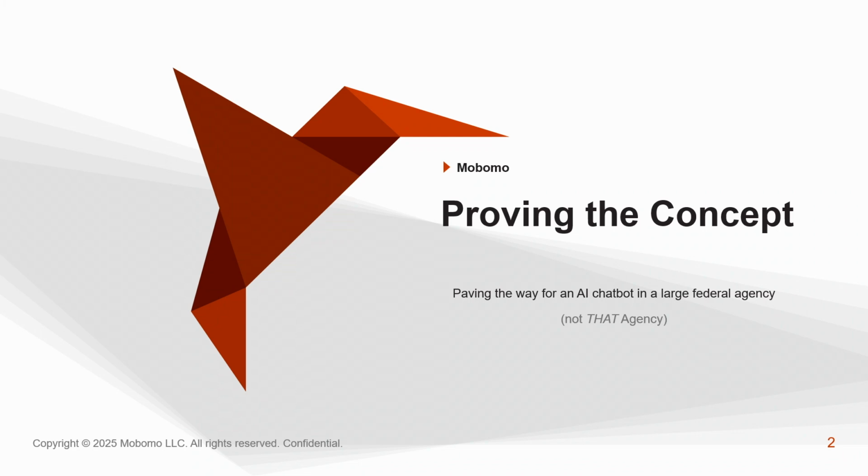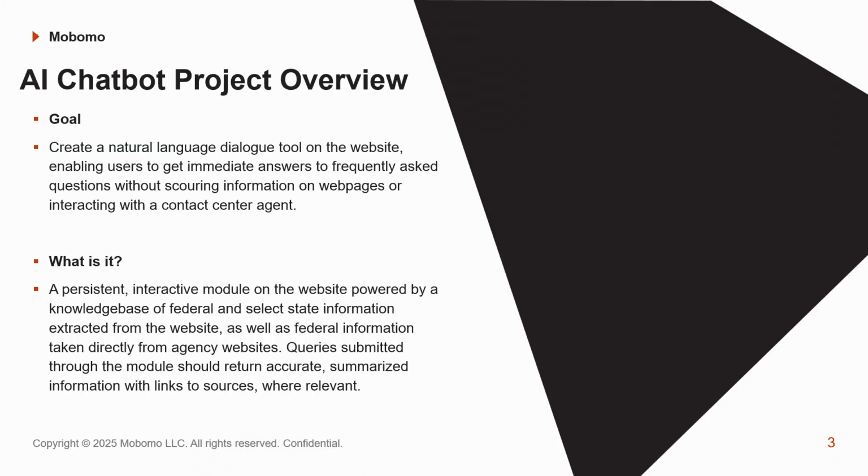So I'm going to give a talk today about paving the way for an AI chatbot for a large federal agency. I'm not supposed to say the agency's name, but it's not that agency. So the task is to create an AI chatbot on a large public-facing federal website, aimed at reducing call center volume by providing a natural language interface for answering users' questions before they get to the call center button.